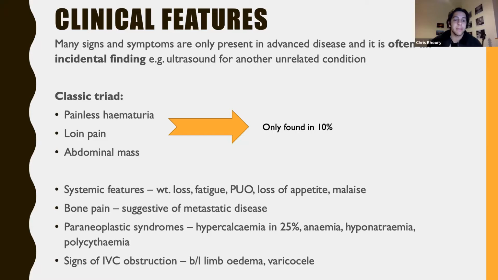You can also get systemic features, so weight loss, fatigue, pyrexia of unknown origin, a loss of appetite, and malaise. You can get bone pain, which may be suggestive of metastatic disease, and paraneoplastic syndromes, so hypercalcemia in around 25%, anemia, hyponatremia, and polycythemia. And lastly, signs of inferior vena cava obstruction, so things like bilateral lymphedema or a varicocele.